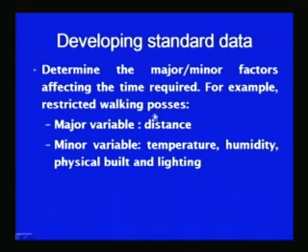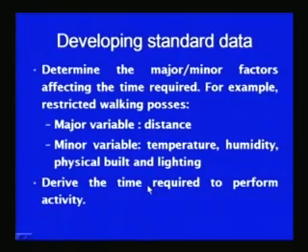In the restricted walking process, the major variable is the distance which is to be covered, while the minor variables will be the temperature, humidity, physical build and the lighting. These minor factors can affect the time required for covering the distance, but not to a great extent. Here the time is mainly affected by the distance which is to be covered.